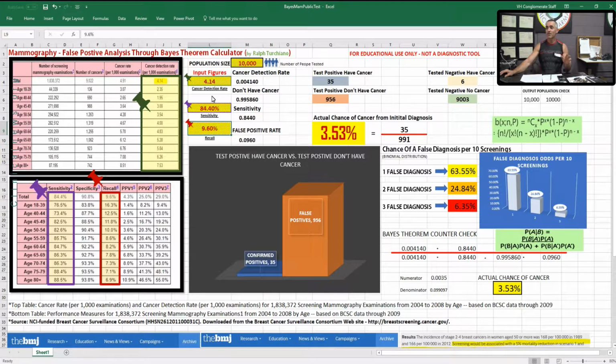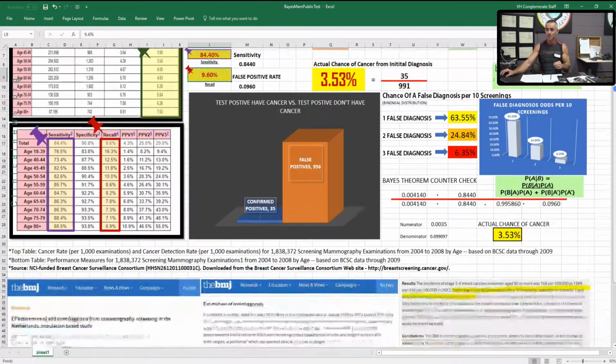So the figure you see right there is out of 999 women. Of those, or I should say 991 women who receive an initial diagnosis, false or otherwise, only 3.53% will actually have breast cancer after an initial diagnosis. And that's a big problem too.